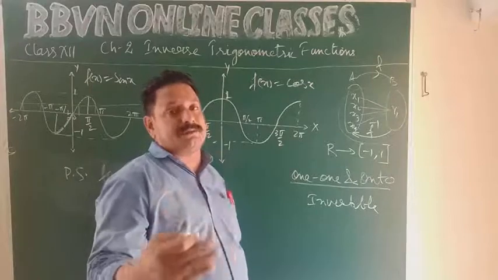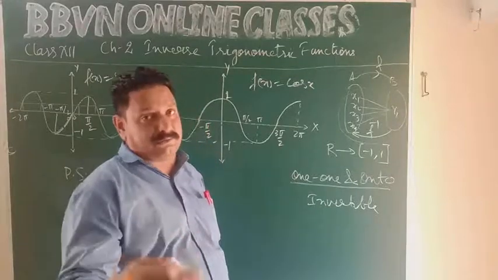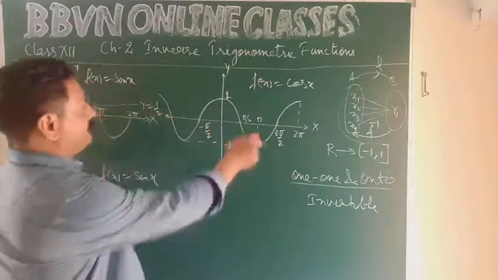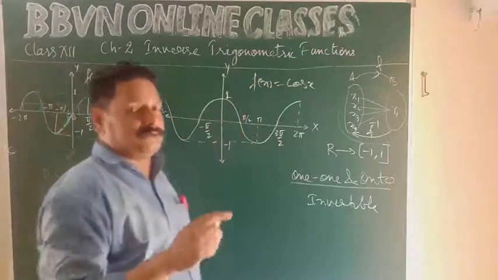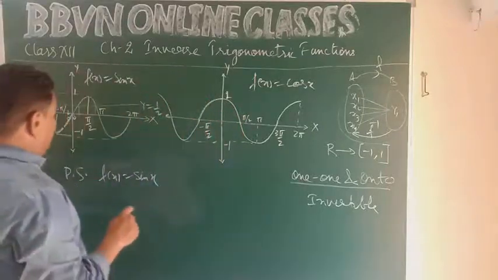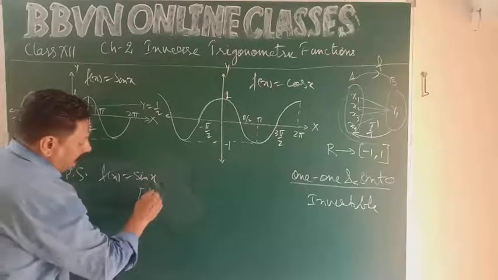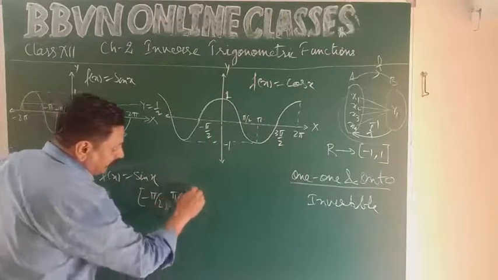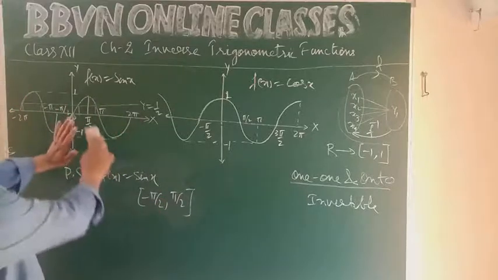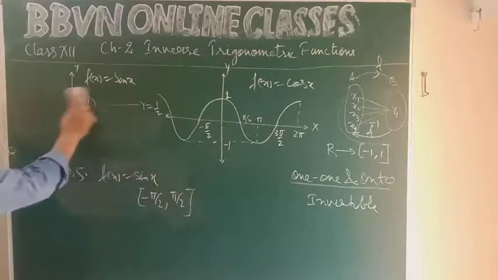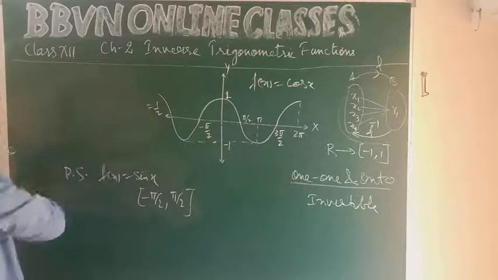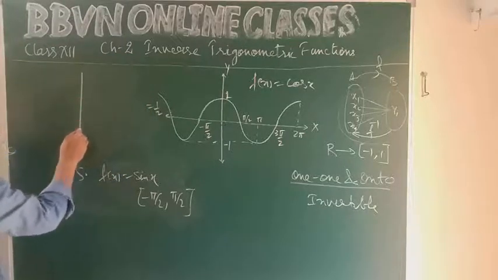The quadrants must be in succession, one after another, consecutive. It is not that we take the first quadrant and then the third quadrant. No, it should be in continuation. So the principal solution of f of x equal to sin x is minus pi by 2 to plus pi by 2. If you observe, I will rub this out and draw the graph of sin x just from minus pi by 2 to plus pi by 2.